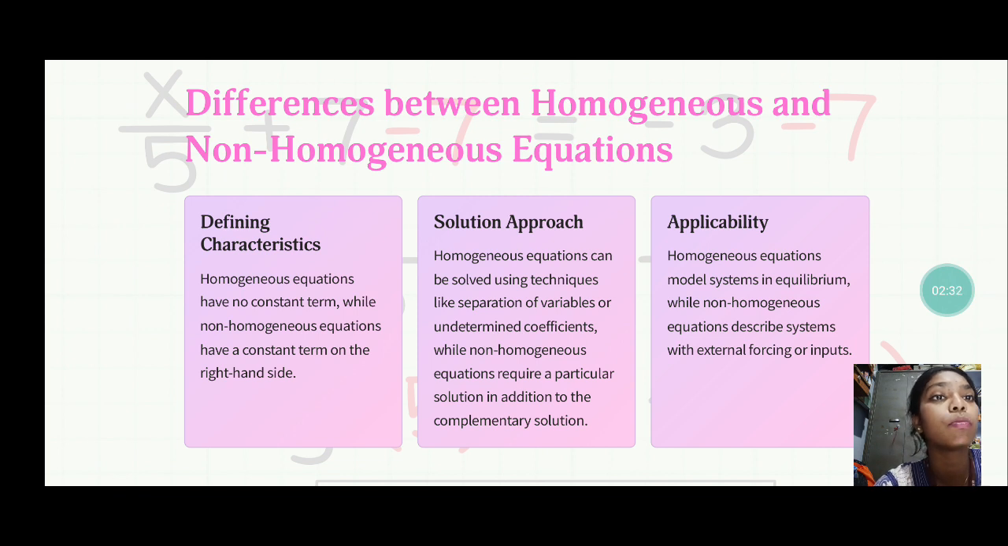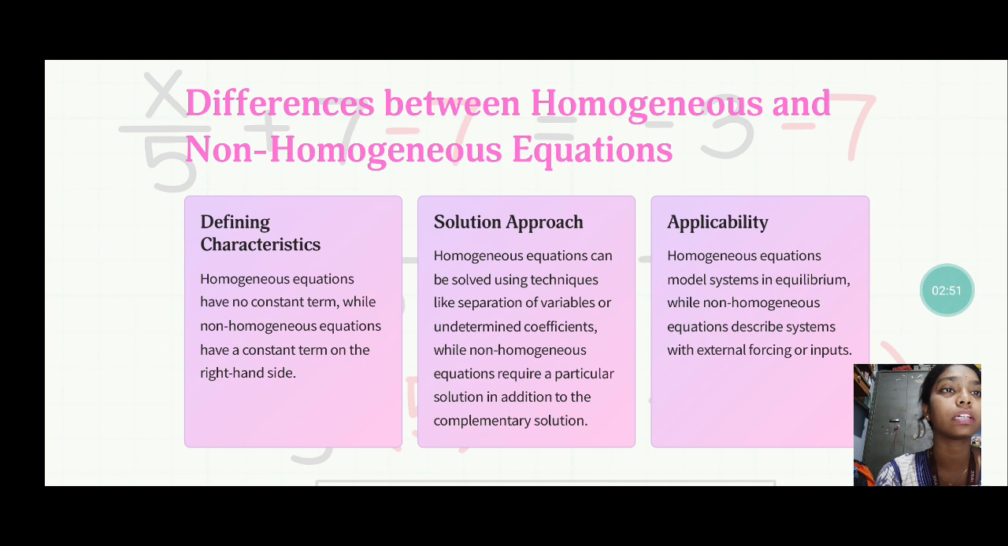Solution approach. Homogeneous equations can be solved using techniques like separation of variables or undetermined coefficients, while non-homogeneous equations require a particular solution in addition to the complementary solution.